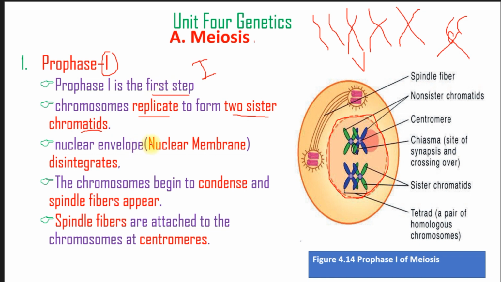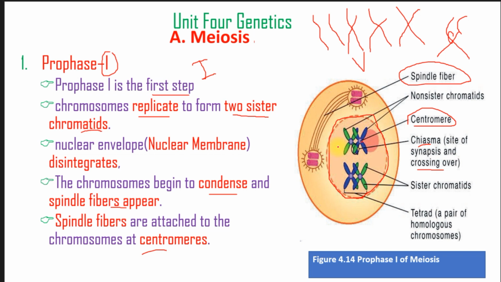In prophase I, the chromosomes begin to condense, and the spindle fibers appear. The spindle fibers are attached to the chromosomes at the centromeres. Chiasma is also formed, the site of synapsis and crossing over.